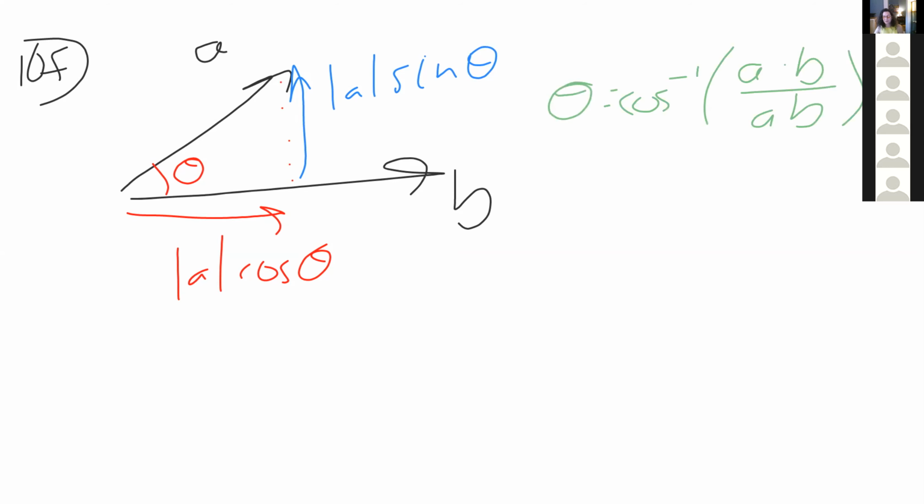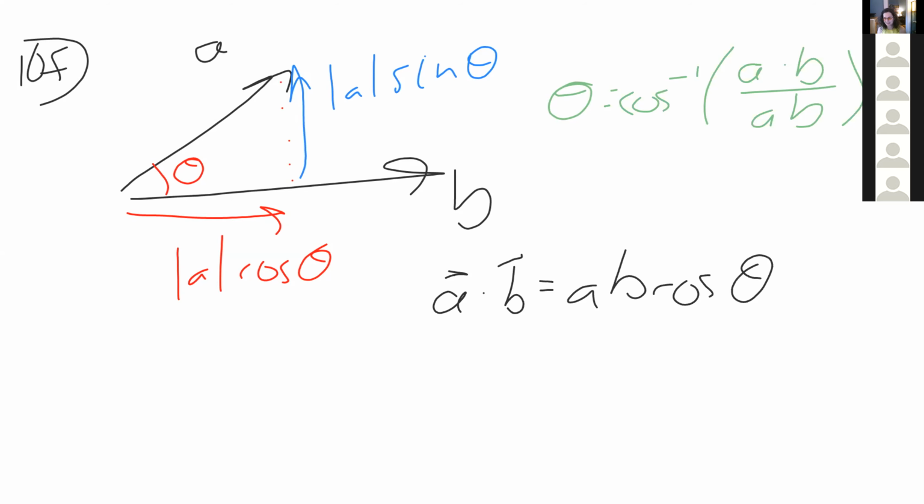This is one way to do it. There's another way to do it though, that I think is worth mentioning because this is a very important relationship. So if you remember that the dot product is equal to AB cosine theta, so A dot B is equal to AB cos theta.